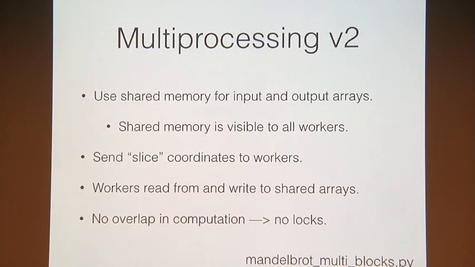What we're going to do is use shared memory for the two arrays, the version 2, which is in the multi-blocks. We use shared memory for the input and output arrays because no one is writing to the same part of the output arrays. It's diced up into independent parts. We're going to send slice coordinates to the workers. We'll talk about that in a sec. The workers will then read and write from these shared arrays, just like regular memory. There's no overlapping computation, so we don't need any locks for this problem. It's more just about reducing the serialization and seeing how much it was costing. Okay?